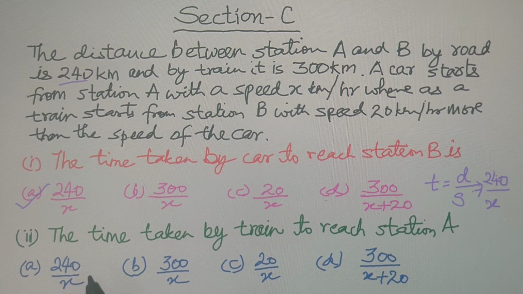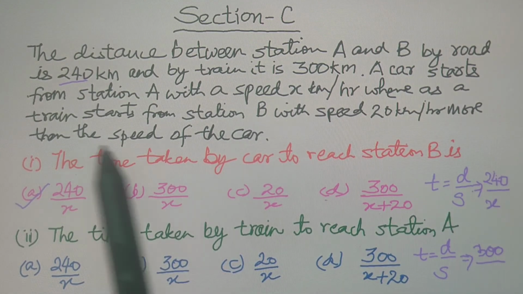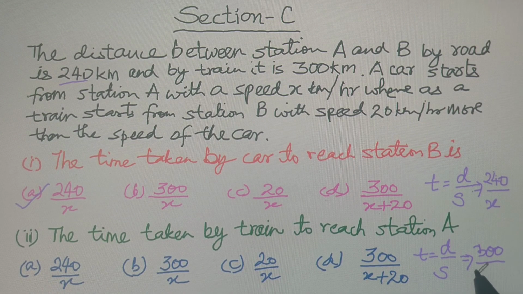Now the second part of the question is the time taken by the train to reach station A. Similarly, time equals distance upon speed. The distance traveled by the train is 300 km, so 300 km upon the speed. The speed is 20 kilometer per hour more than the speed of the car. The speed of the car was x, so 20 more is x plus 20. So when you look at the options, option D is the right answer.